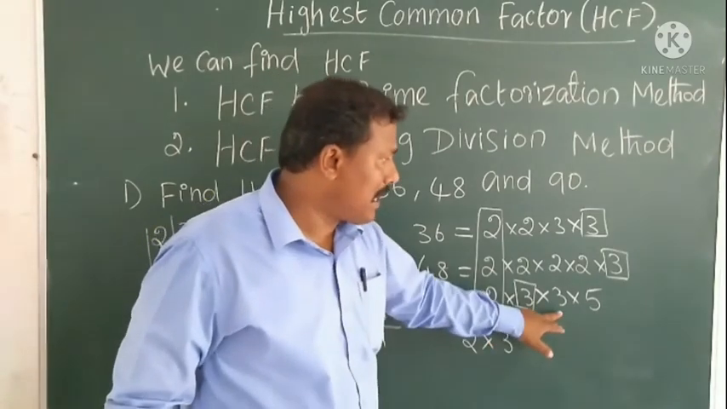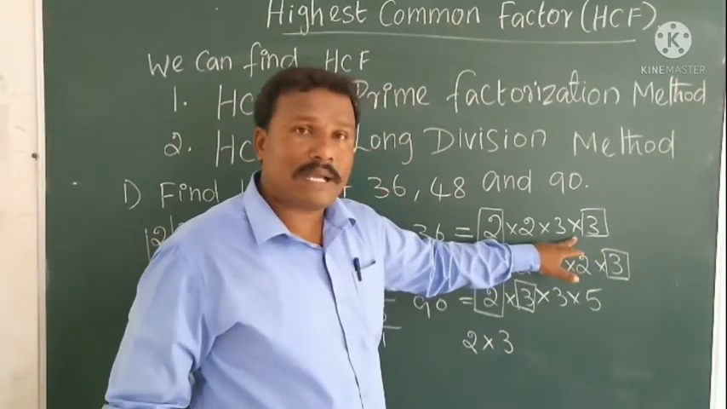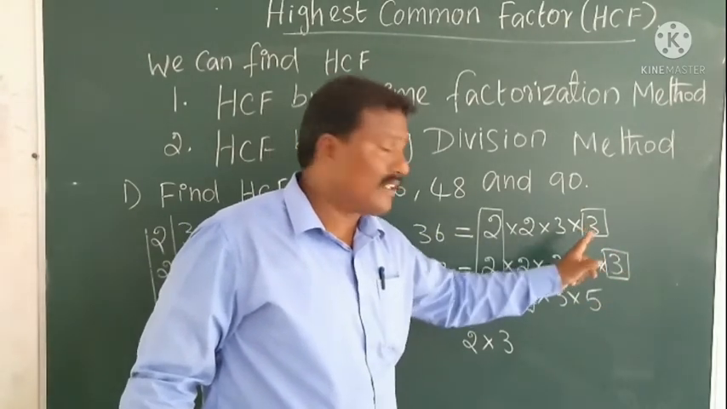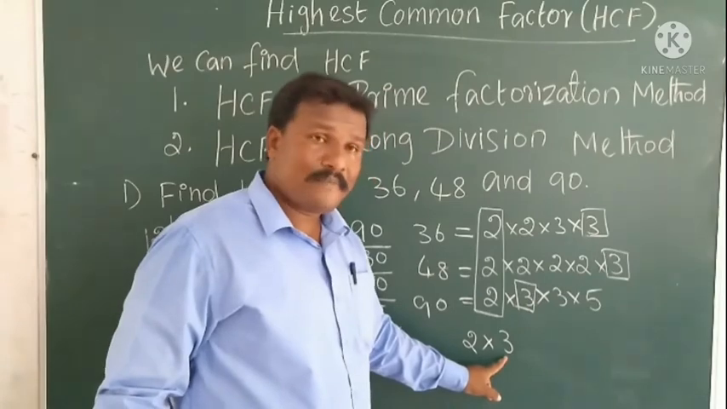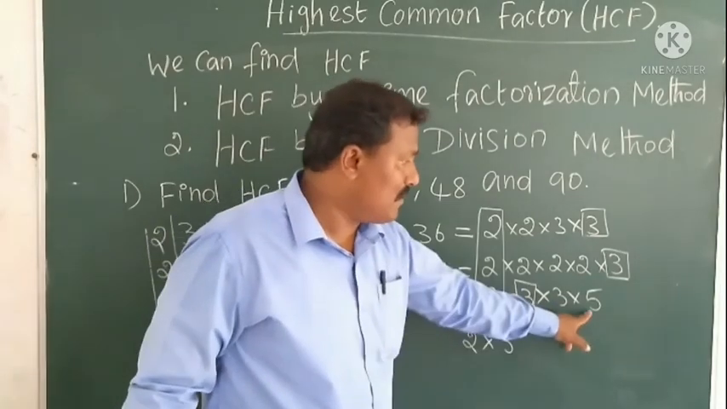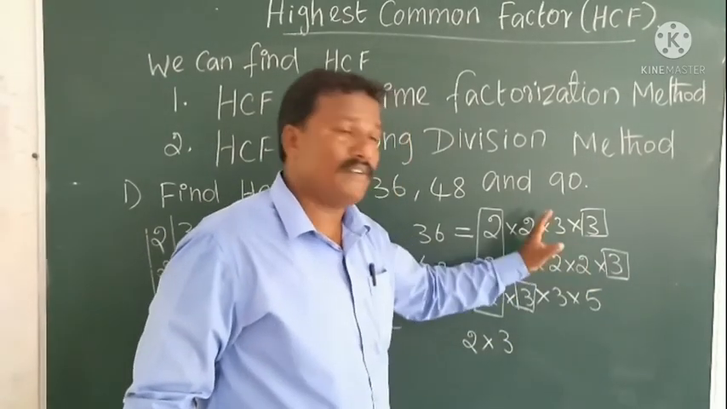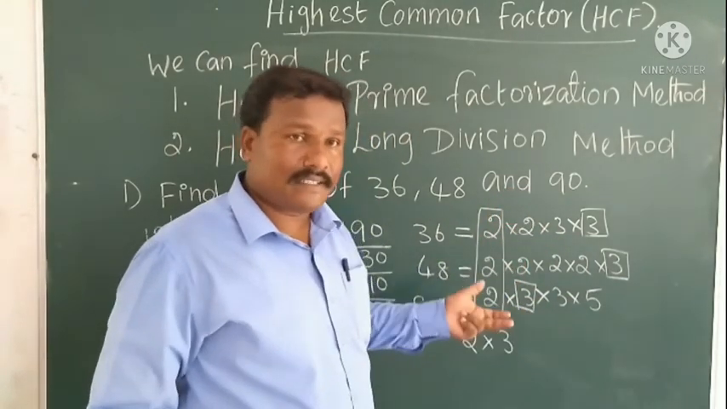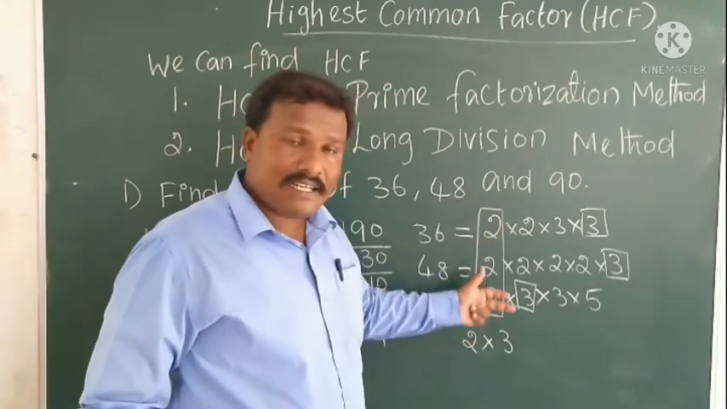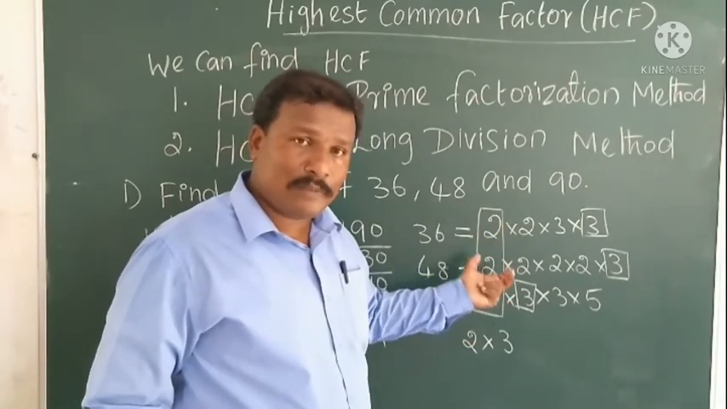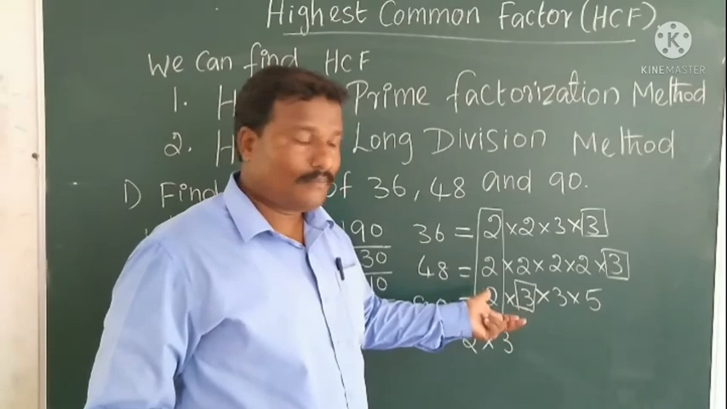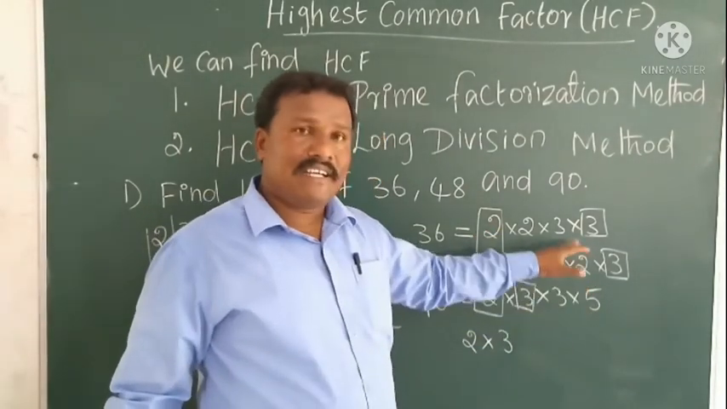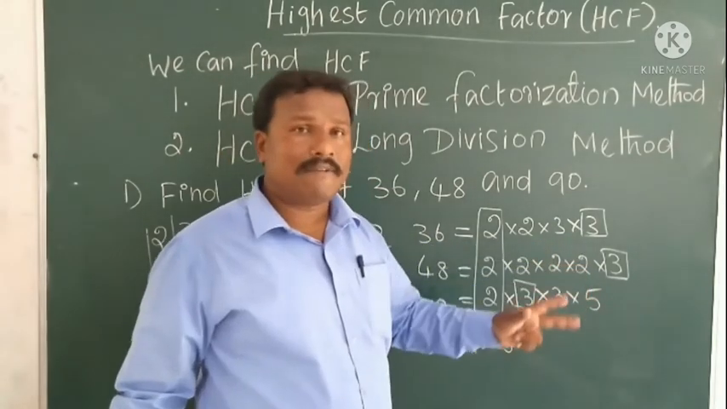Then 3: here 2 times, here 1 time, here 2 times. So you can take only one time in all the places. So 3 I take 1 time. Then 5, here only 1 time, but here there is no 5. So we can't take it. This is not a common factor. Common means the factor should be present, available in all places. Here suppose 5 is available, here there is no 5, here there is no 5. So 5 is not a common factor.